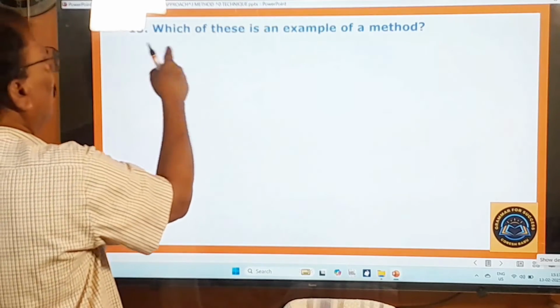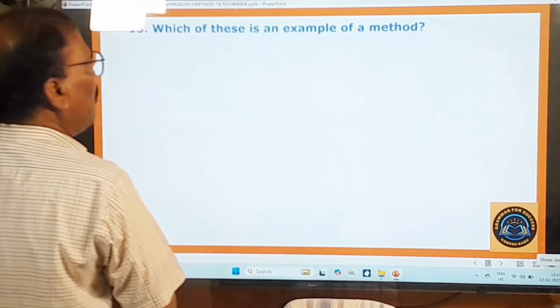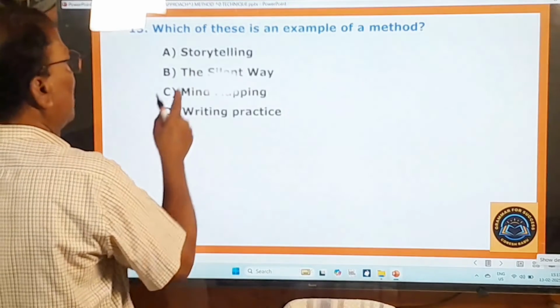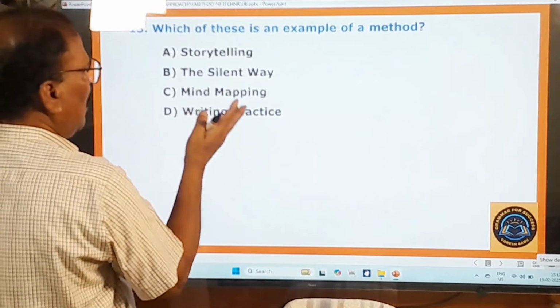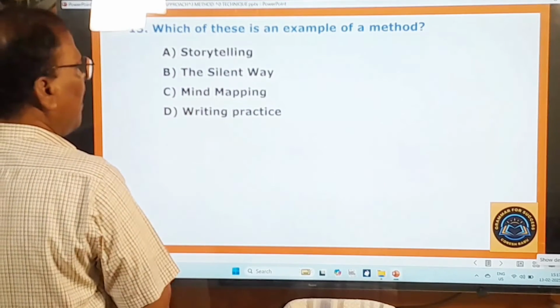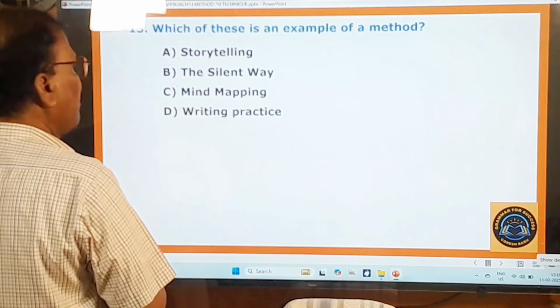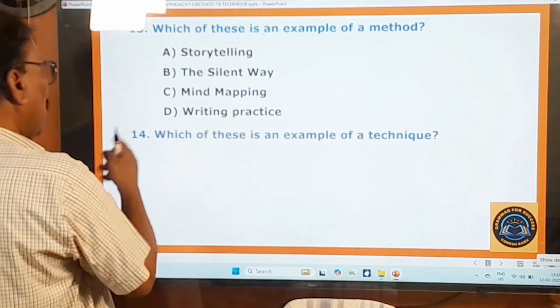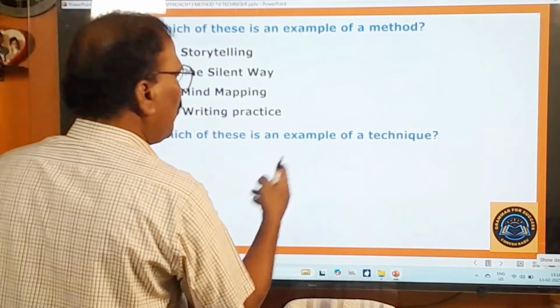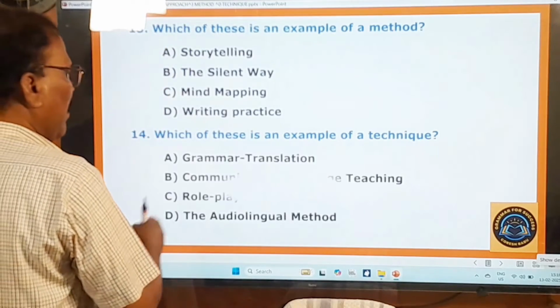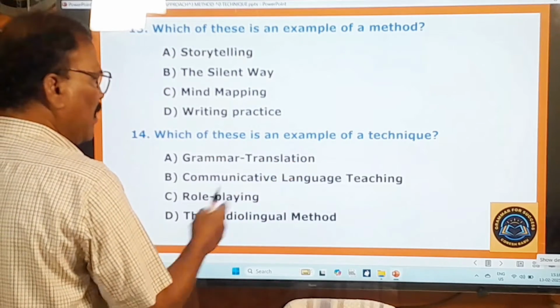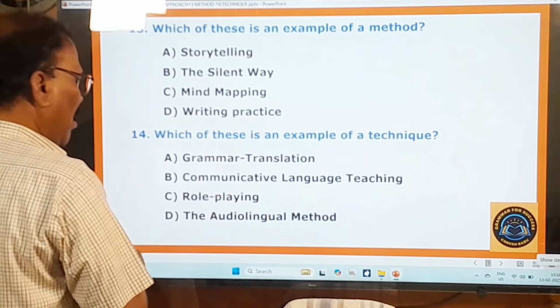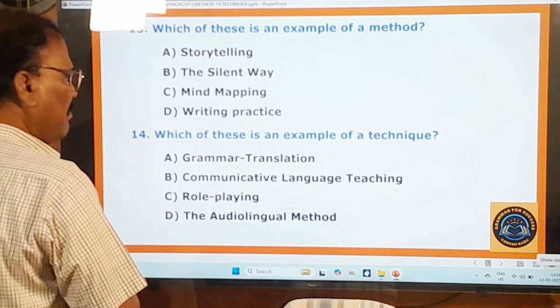Thirteenth question. Which of these is an example of a method? Storytelling, the silent way, mind mapping, writing practice. Fourteenth question. Which of these is an example of a technique? Grammar translation, communicative language teaching, role playing, the audiolingual method.